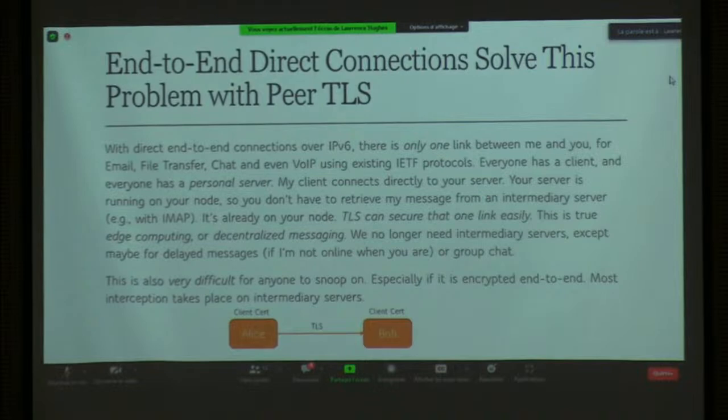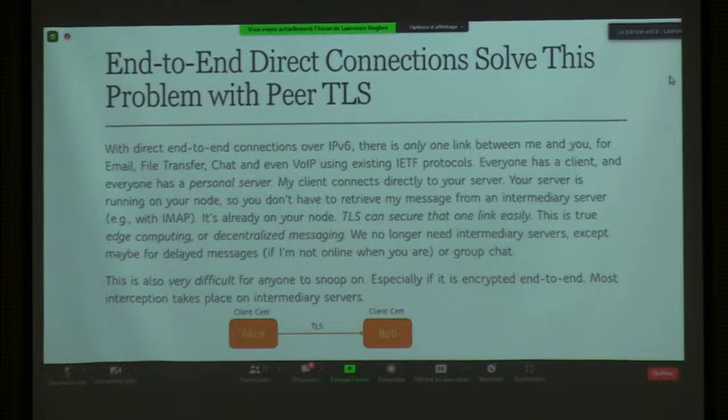And these are battle-tested protocols. They've been around for a very long time. So this is not something new I've created. They're existing, well-established IETF protocols. And by the way, there's no need for IMAP, because when I send an email directly to your phone, it goes from my phone to your phone. There's no need for you to pick it up anywhere. It's already there. Okay, now TLS can secure that one link easily.